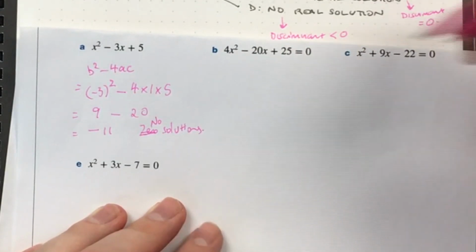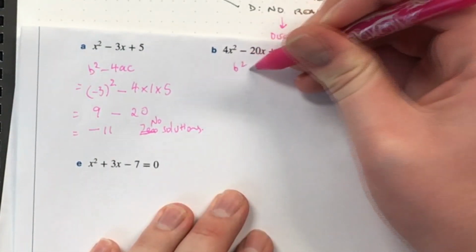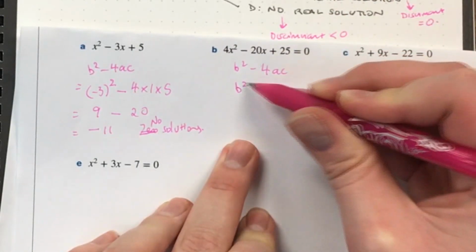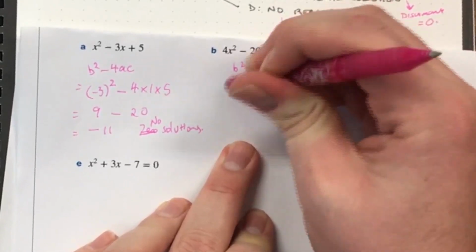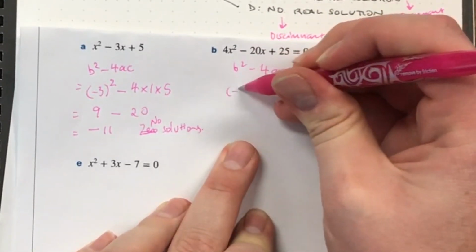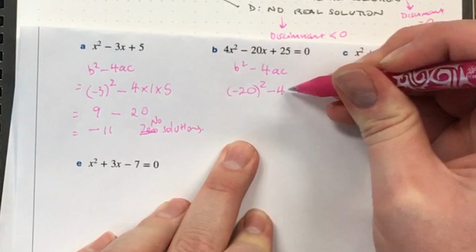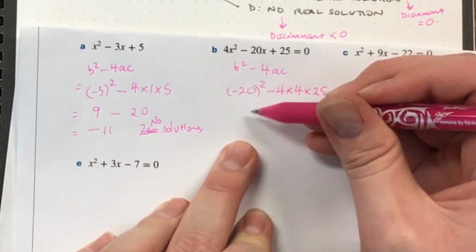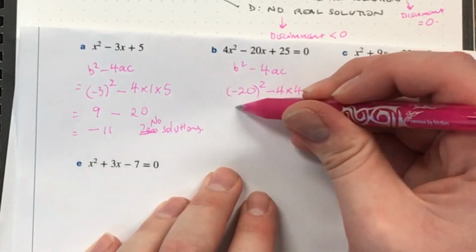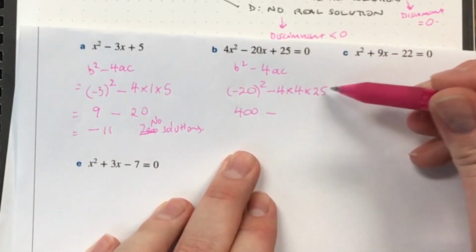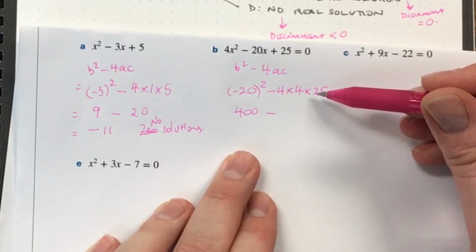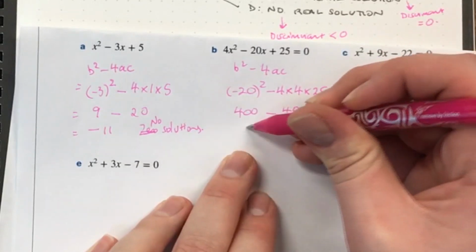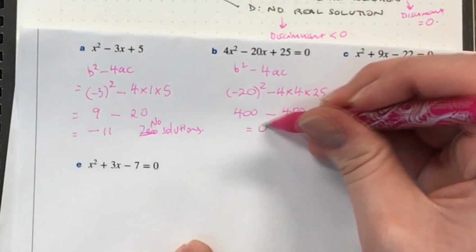So this one here, b squared minus 4ac, will be negative 20 squared minus 4 times 25. Negative 20 squared, what's that going to be? 400. 4 times 25 is 100 times 4, 400. 400 take away 400 is 0. How many solutions? 1.